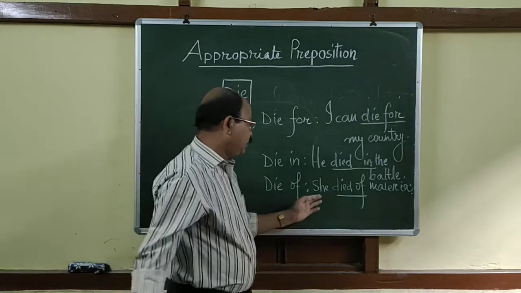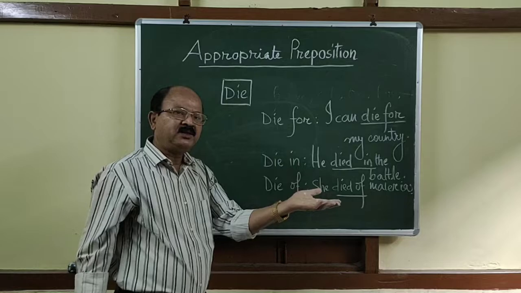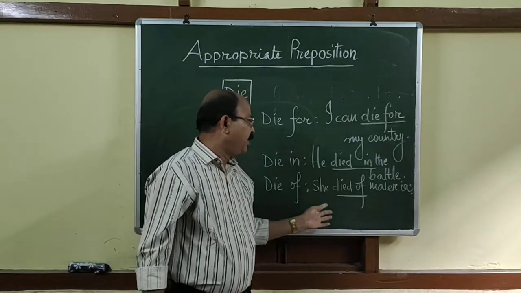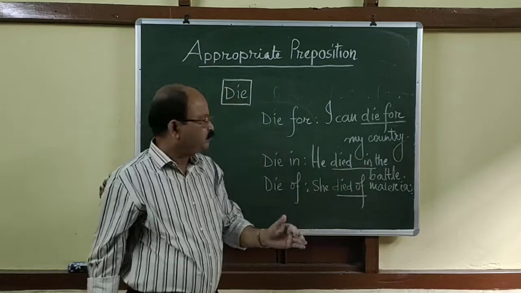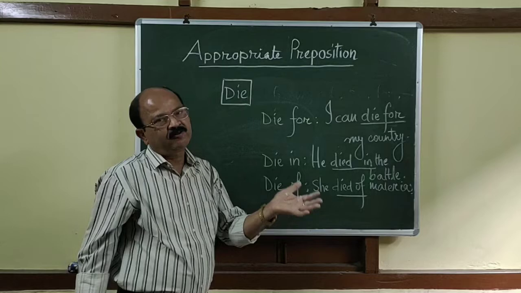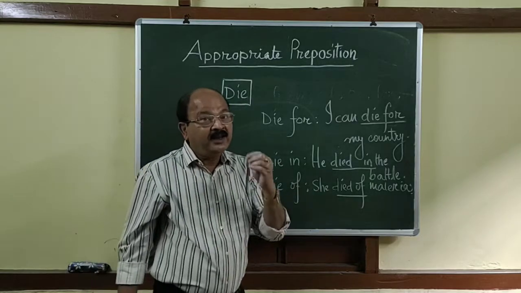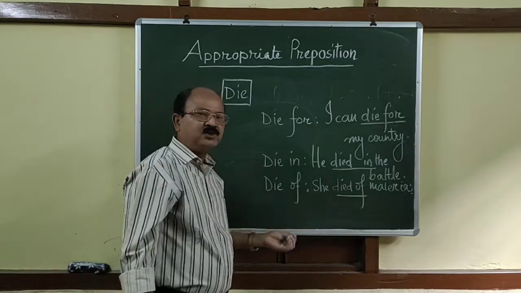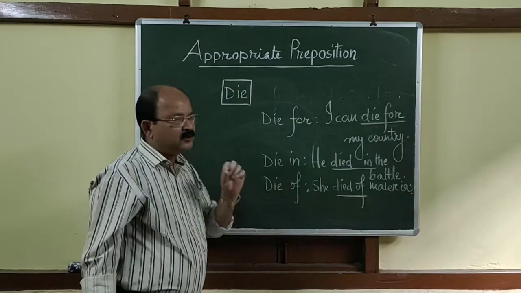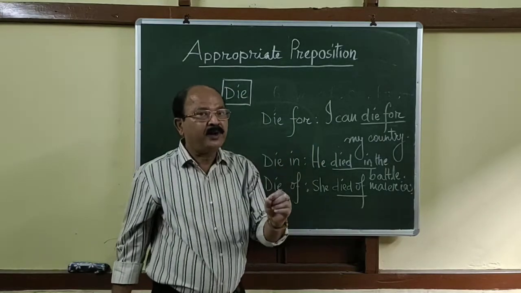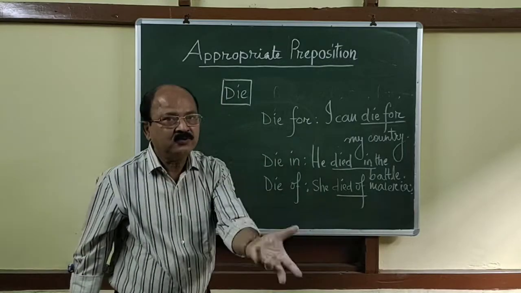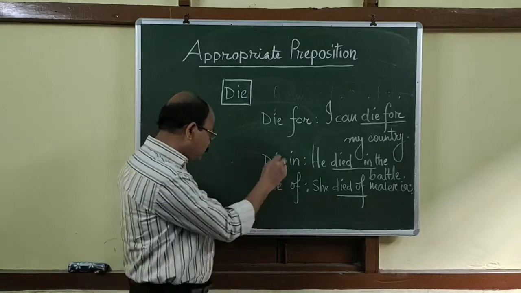So you can write so many sentences using this particular form, like the man died of cholera, the man died of pneumonia, the man died of cancer, like that. For any disease, we must use preposition of after die. No other preposition will be appropriate to give the meaning of death occurred due to diseases.